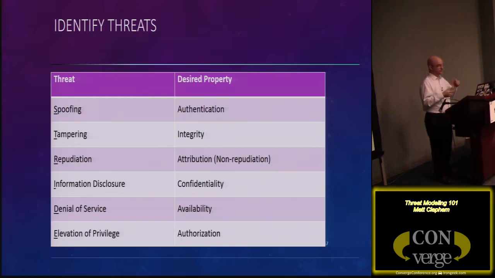So to deal with spoofing threats, maybe we need to have authentication. We need something like integrity to handle tampering. We need some sort of attribution or logging to handle the repudiation case. We want to have confidentiality to prevent information disclosure, some sort of availability control to deal with denial of service, and then maybe we need to worry about authorization. In fact, we most likely need to have authorization everywhere to deal with any sort of elevation of privilege challenges.